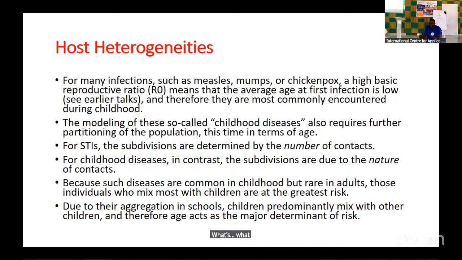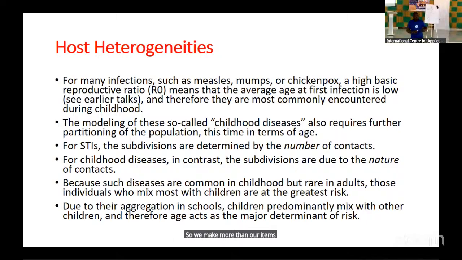What kind of contacts? Now, for STIs, the number of contacts you have, so we classify it as high risk or low risk. Because some diseases are common in childhood, but we are in adults, those individuals exposed to children are at the greatest risk, like the caregivers. Due to their interactions, children predominantly mix with other children, and therefore age acts as a major determinant of risk. I'm going to stop here.